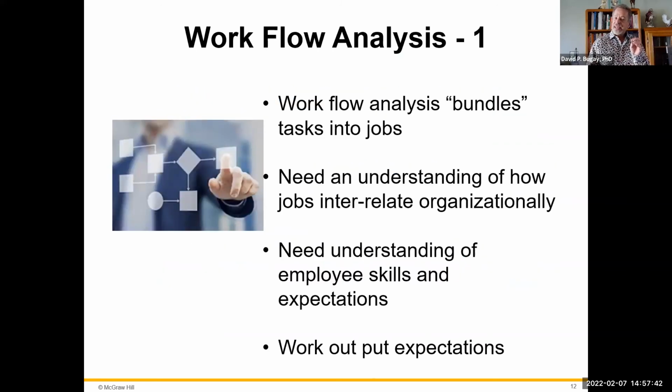So workflow analysis bundles tasks into jobs, and you need to understand how those jobs interrelate inside the organization and have an understanding of the employee's skills and expectations, and also the output that you really have at the end. What are you expecting in that process? Workflow analysis, you look at the materials, the activity, and the output, and you bundle those activities into jobs. So you bundle tasks into jobs, and that's how you begin the process of creating jobs through workflow analysis.